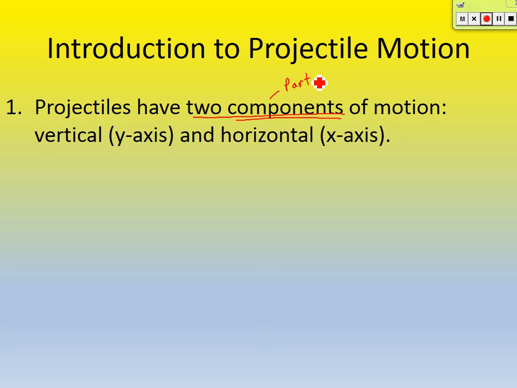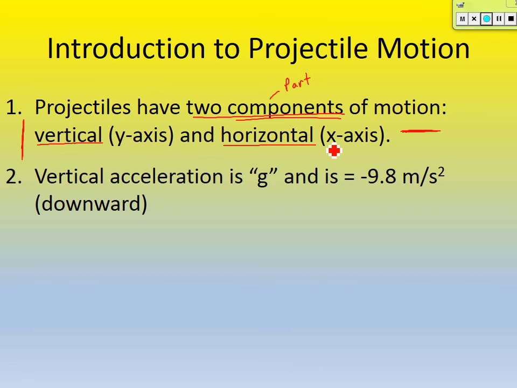One is the vertical motion that it makes, and that follows along the y-axis, because vertical is up and down, and so is the y-axis. We're going to split that from its other component of motion, horizontal motion. Horizontal is left and right, so that's why we say it follows the x-axis. So we're going to split up its motion into two components, vertical and horizontal.